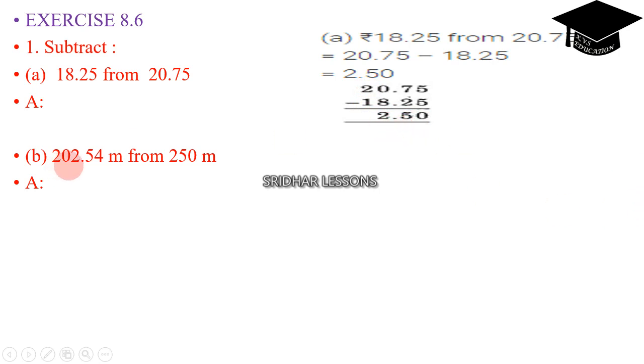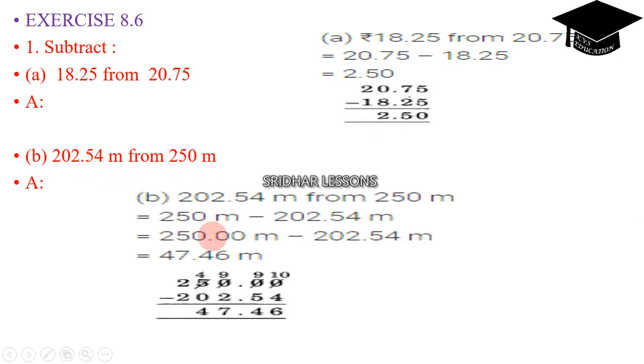Next problem, 202.54 from 250. So put 250 here, 250.00, making this whole number a decimal, and 202.54. Just do the subtraction as usual. Take the borrow, 10 minus 4, 6. Here, 9 minus 5, 4. 9 minus 2, 7. 4 minus 0, 4, and 2 minus 2 is 0. So the value is 47.46.